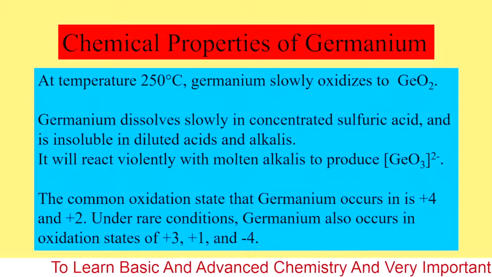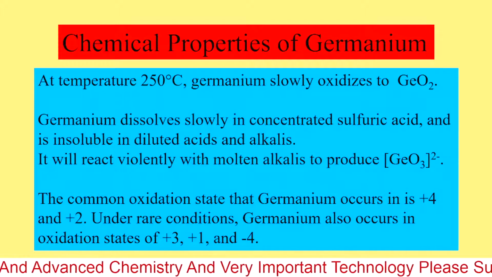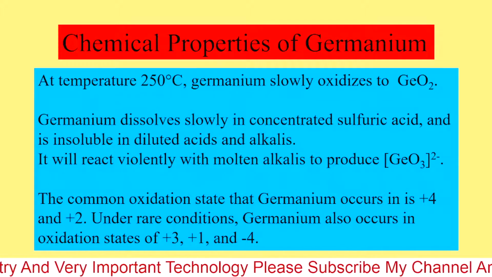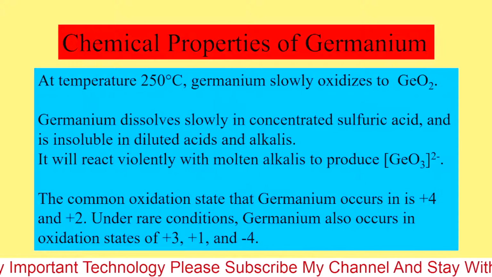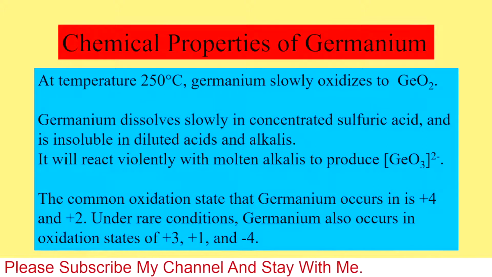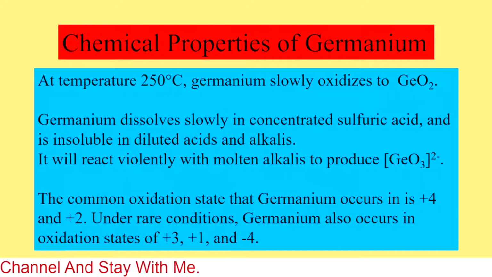So that is not enough to get the germanium oxide. We need to heat it to more than 250 degrees Celsius, or around 250 degrees Celsius, and at this temperature the reaction is very slow. So if you want a vigorous reaction, a very fast reaction, in that case you need to raise the temperature well above 250 degrees Celsius.